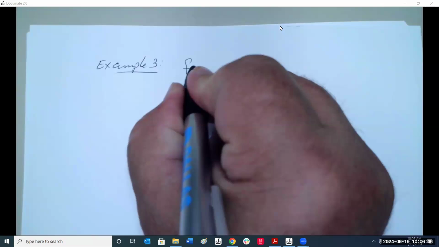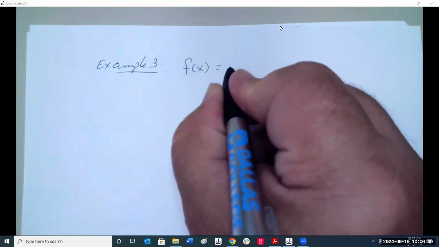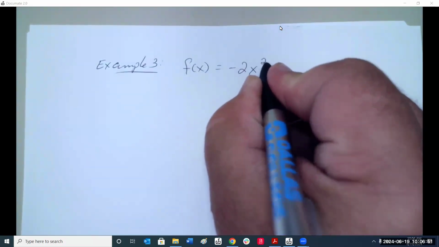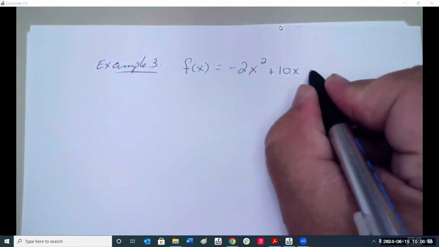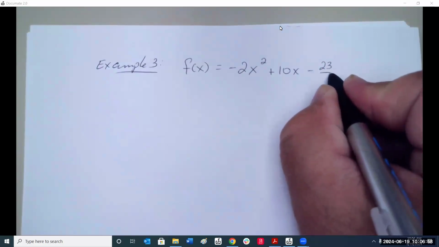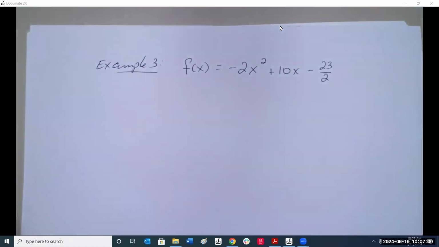Let's look at example number 3. f of x equals negative 2x squared plus 10x minus 23 over 2. See, this is a prime example why you wouldn't want to try to factor it. Completing the square would be a lot of work. So just plug them into the quadratic formula.